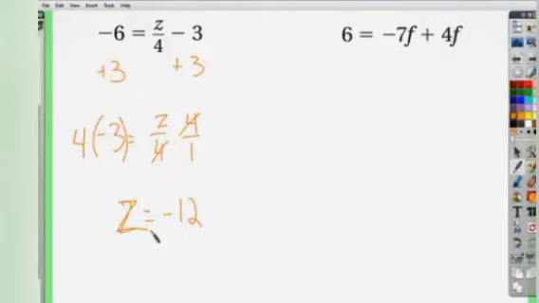Are we doing the next one? Oh, okay. I guess you're pretty eager. Yeah, let's go ahead. Okay, you combine like terms, so negative 7 plus 4 is negative 3 f. Equals 6. And then you would divide by negative 3 and divide by negative 3. Negative 2, that's what that is.